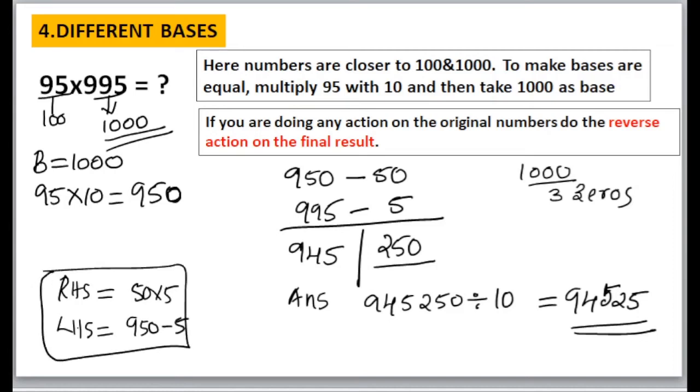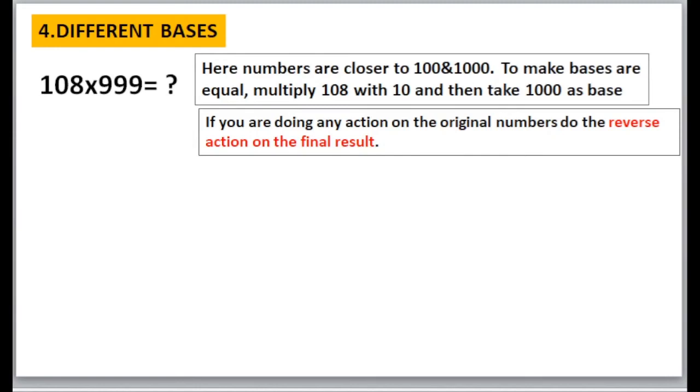So next is 108 into 999. This has 100 base, this has 1000 base. But we will take the highest number as the base.